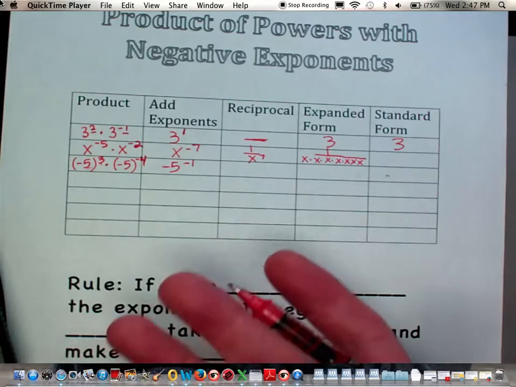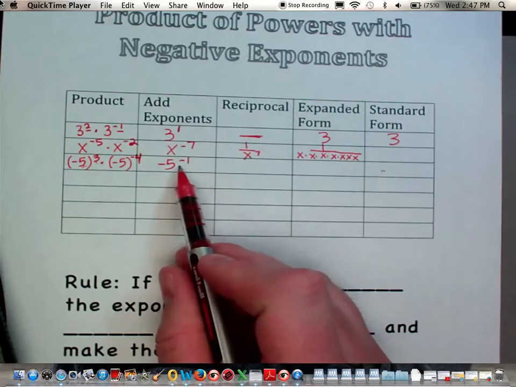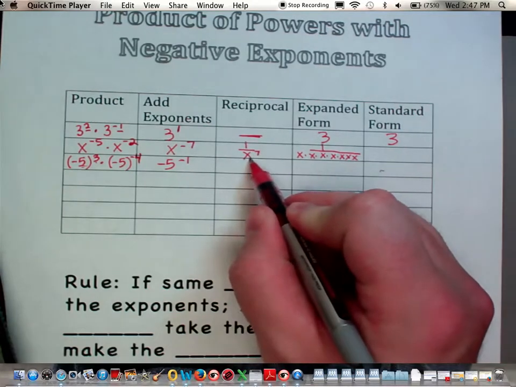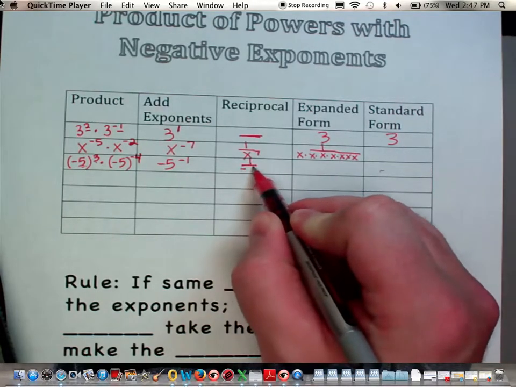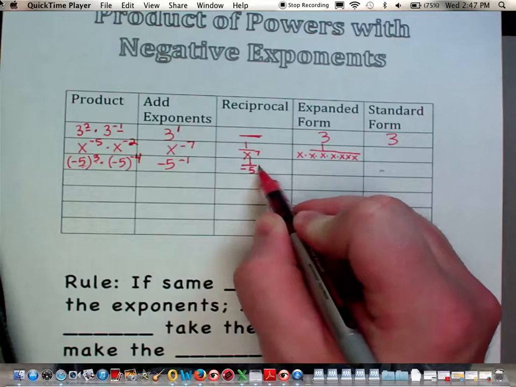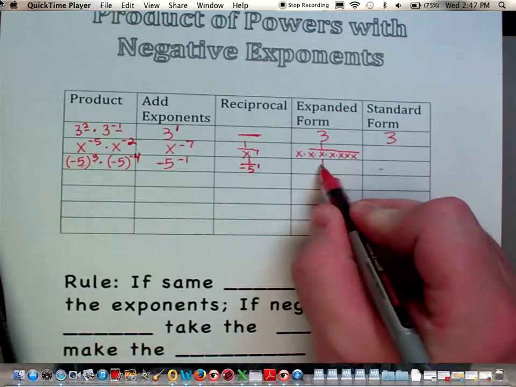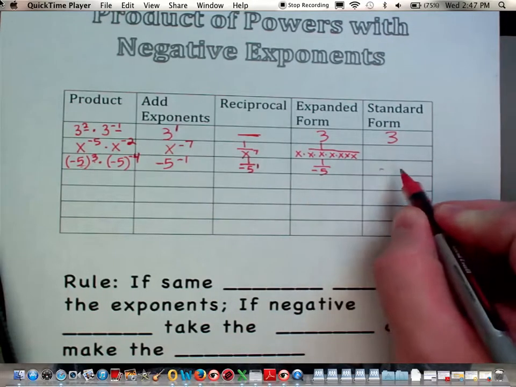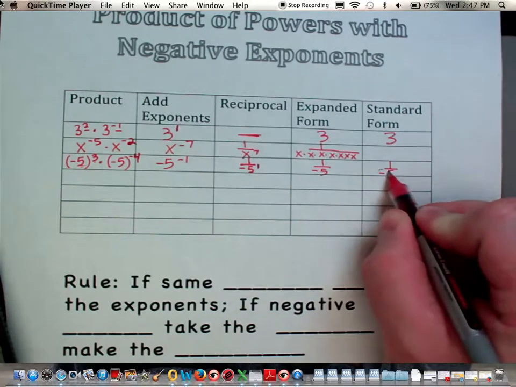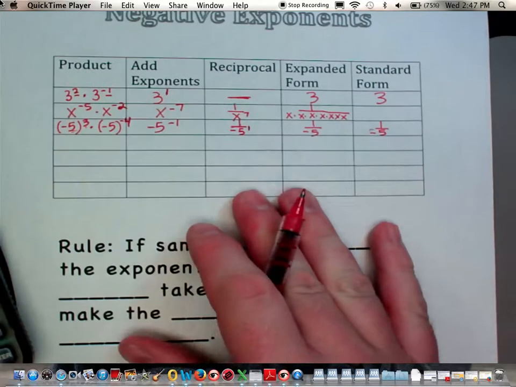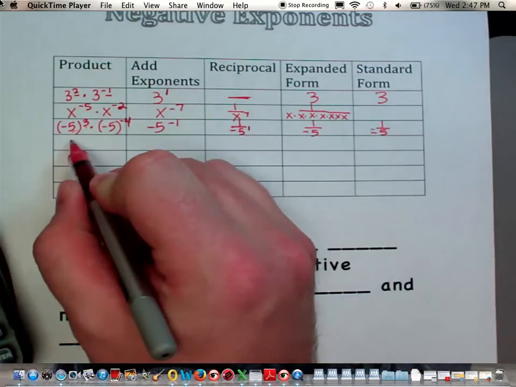Now I can take the reciprocal of it because it's a negative exponent, so I have to make it a positive exponent. So I'm going to flip it over, take the reciprocal of negative 5, which is 1 over negative 5, with a 1 exponent. I can expand it out as 1 over negative 5. That's my standard form. Okay? Pretty easy so far.